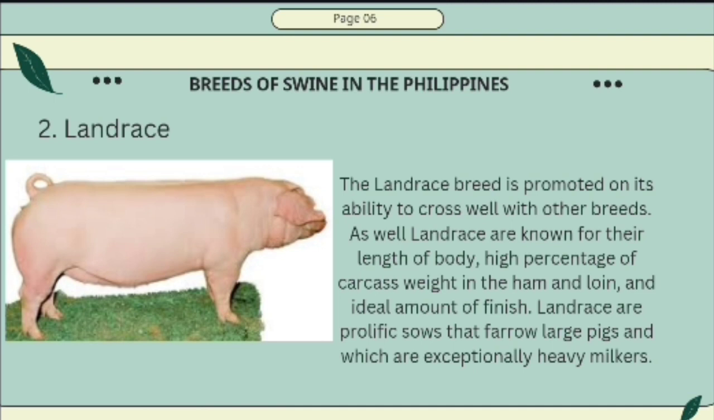Next, we have Landrace. The Landrace breed is promoted for its ability to cross well with other breeds. Landrace are known for their length of body, high percentage of carcass weight in ham or loin, and ideal amount of finish. Landrace are prolific sows that farrow large litters and are exceptionally heavy milkers.